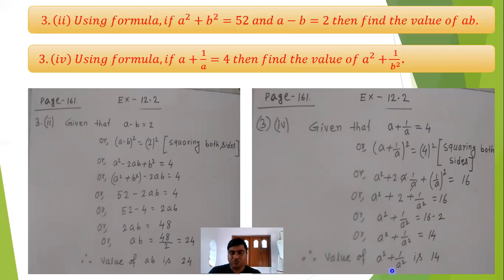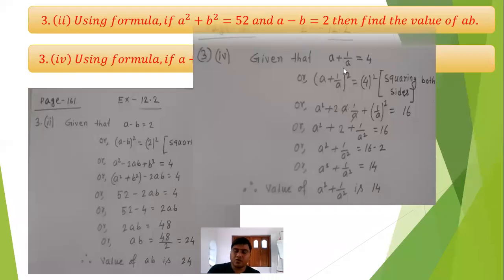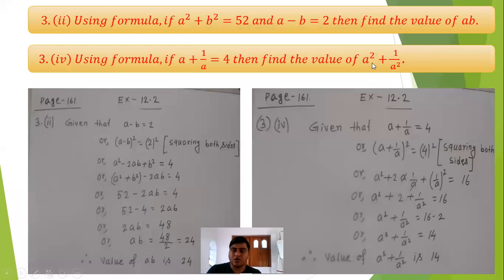Therefore the value of a square plus 1/a square is 14. In the question, there is a mistake. The correct question is a square plus 1/a square. So therefore the value of a square plus 1/a square is 14.